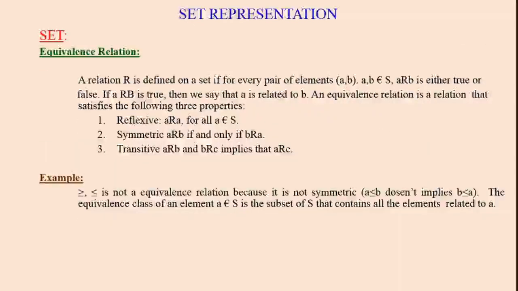Then equivalence relation. A relation R is defined on a set S if for every pair of elements a comma b belonging to S, a R b is either true or false. If a R b is true, then we say that a is related to b. And an equivalence relation is a relation that satisfies the following three properties. The first property is the reflexive property. The second property is the symmetric property. The third property is the transitive property.